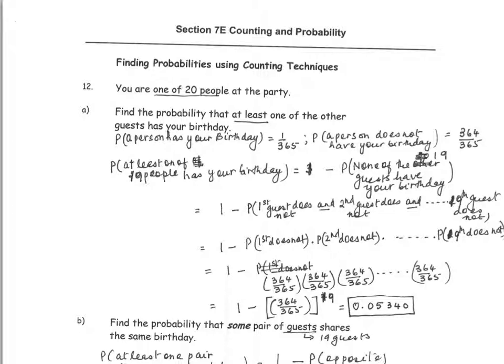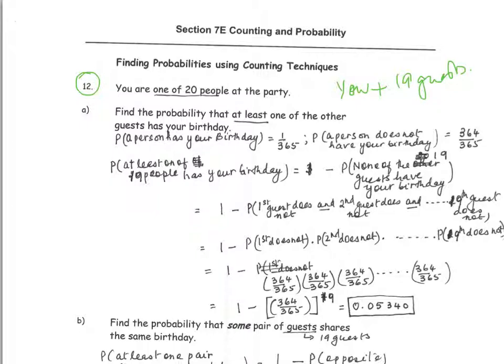Suppose you have a party with 20 people, and you are one of the 20 people. So it's you and 19 guests. So what is the probability that at least one of your guests will have the same birthday as yours?